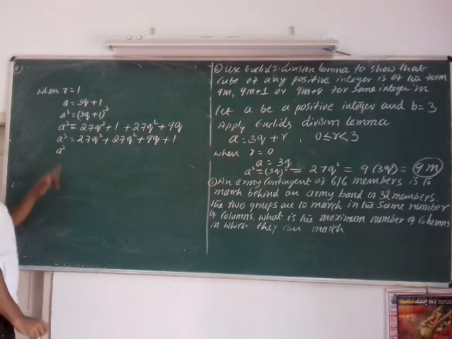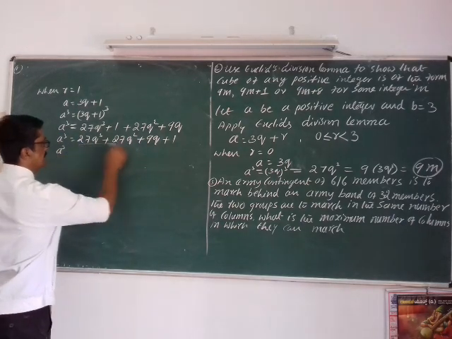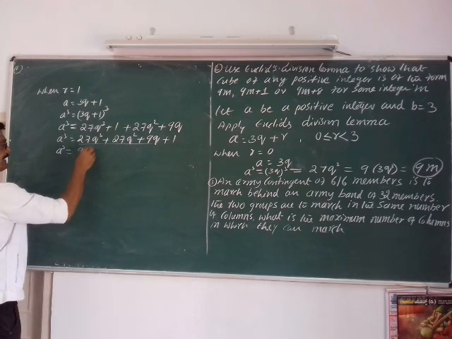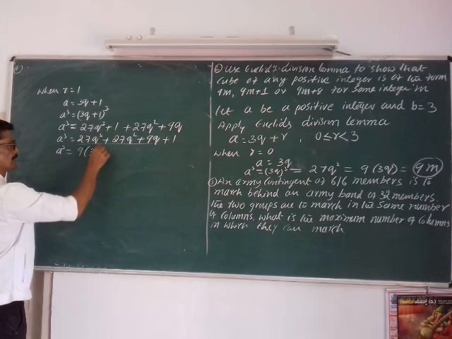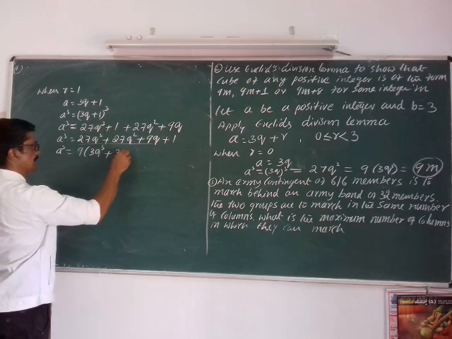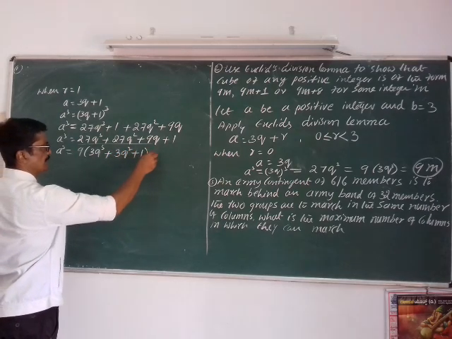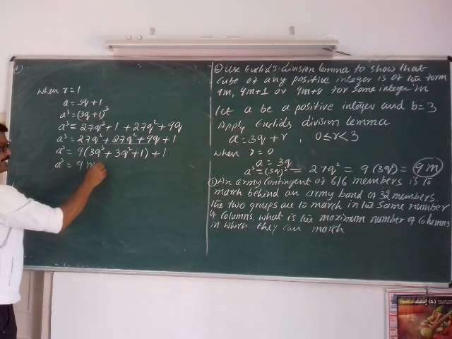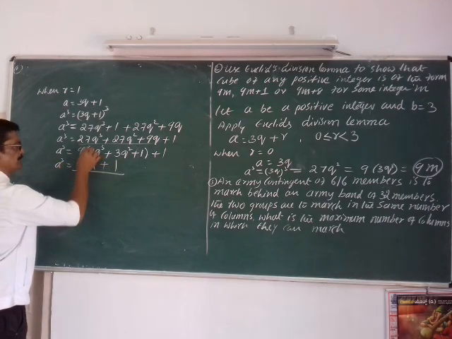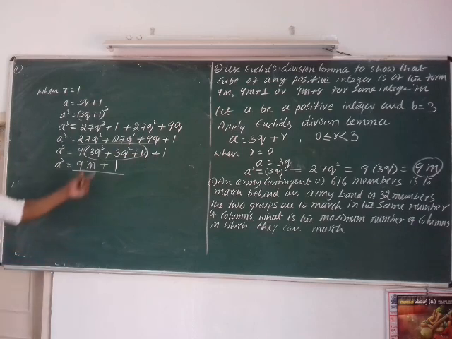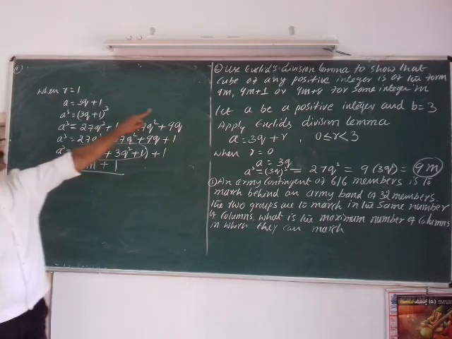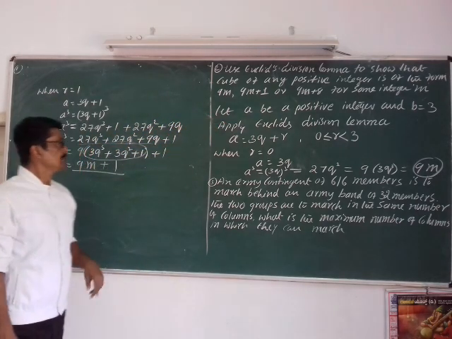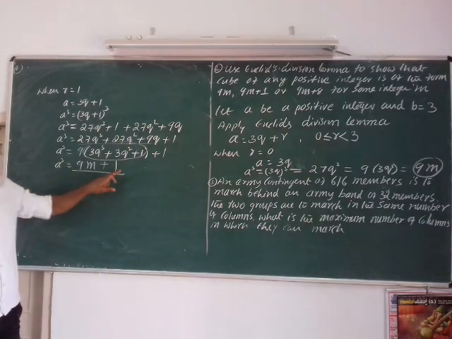I can take 9 as common factor from these three terms. 9 into 3q cube plus 3q square plus q, plus 1. Once again observe this. This is of the form 9m plus 1 for some integer m. Let me consider this as one term. So it is of the form 9m plus 1. The cube of a positive integer is of the form 9m plus 1.